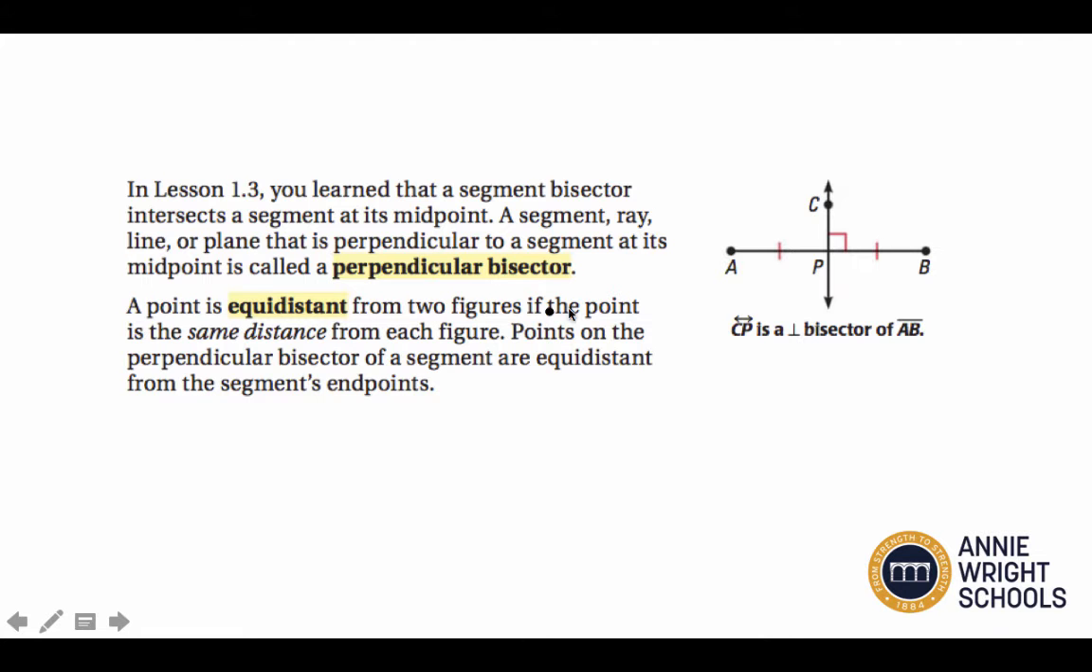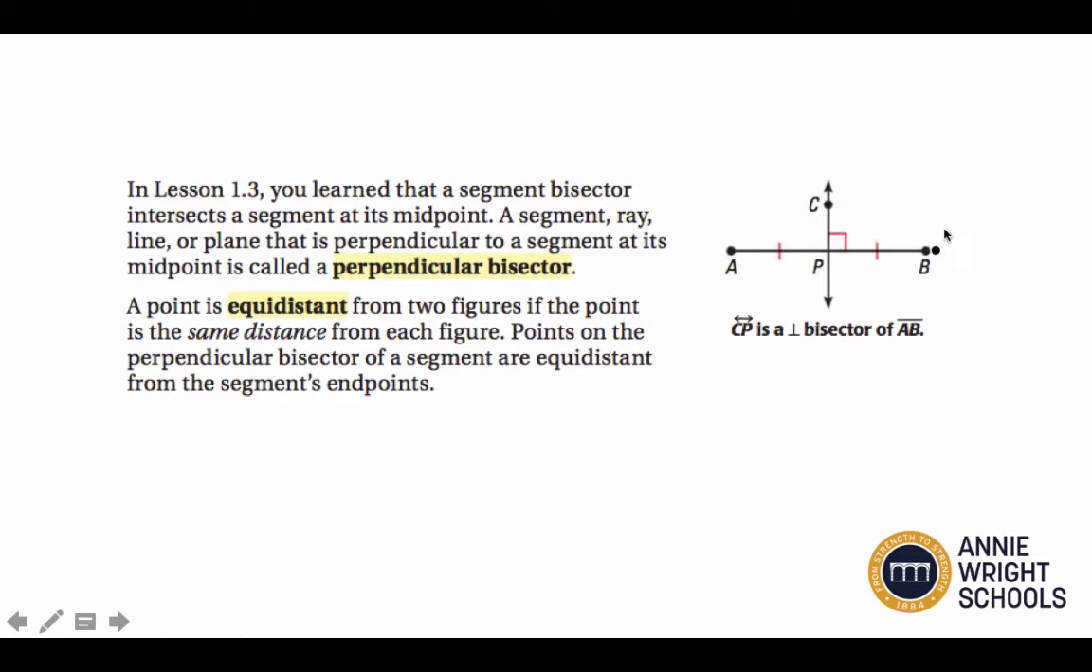Geometry students, lots of vocab, lots of terms, and today you will be learning two different lessons in the book we're using, so going quickly through this chapter, but I think it's fairly straightforward. First, we're going to talk about what a perpendicular bisector is. A perpendicular bisector is a perpendicular line that bisects a segment, and a point is equidistant from two figures if the point is the same distance from each figure.